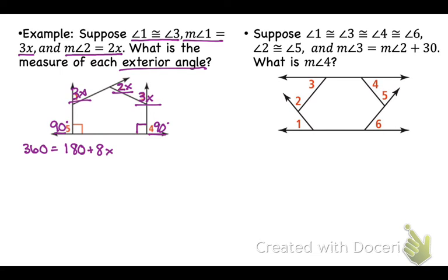Subtract 180. Subtract 180, and you get 180 equals 8x. Divide. Okay, do you want to divide by 8 or do you want to reduce it and then divide? Reduce. Okay, you divide by 8, Ryan, and we'll reduce and divide and see what we get.